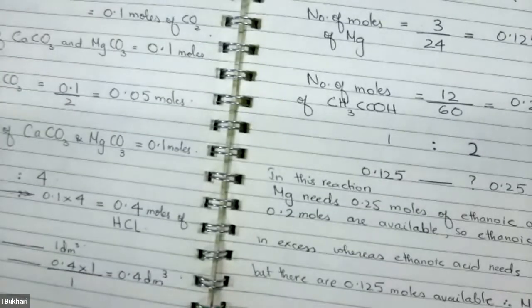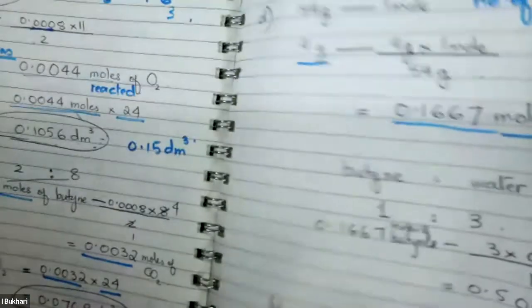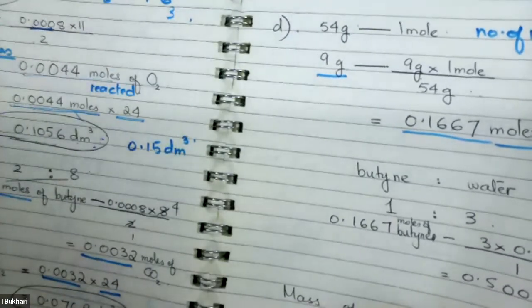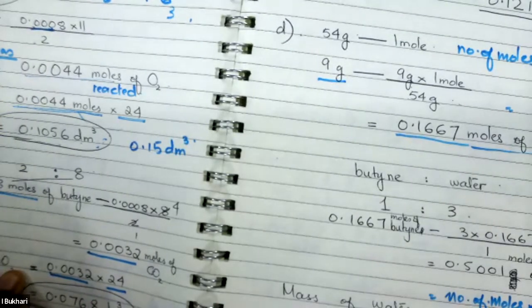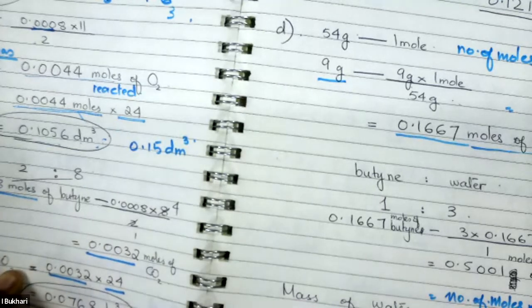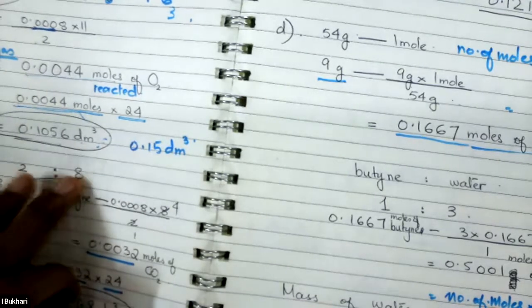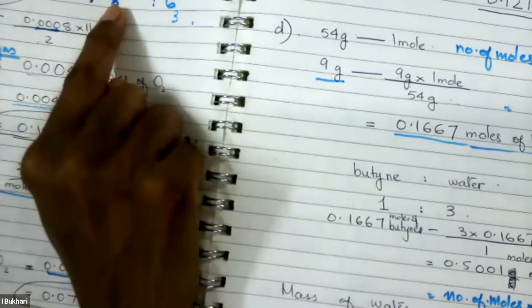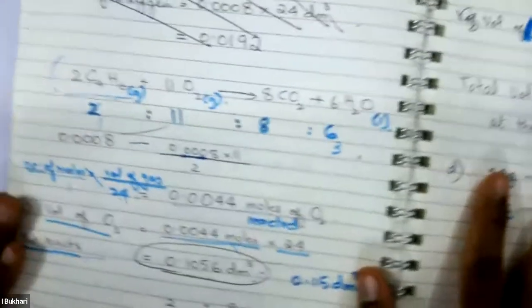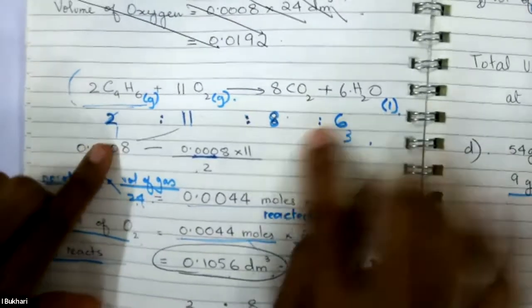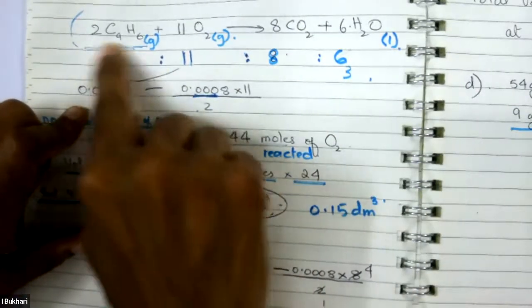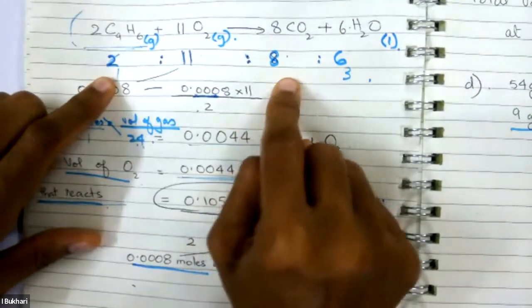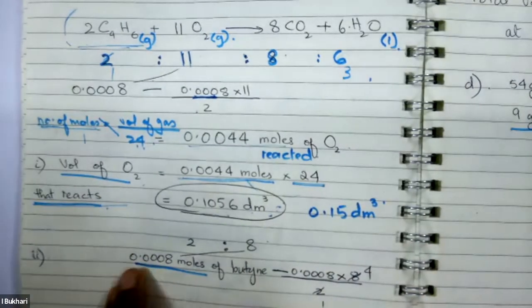Miss, can you explain part 2 of this question? How you calculated the volume of carbon dioxide? I don't understand that. So I just use the same ratio method. Miss, I cannot see your notebook. Yeah, now it's better. So I am using the ratio method. I know the number of moles of butane and I know the ratio, it's 2:8. So the number of moles of butane is 0.0008.